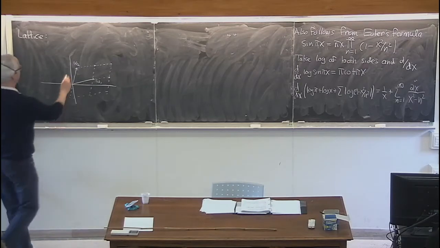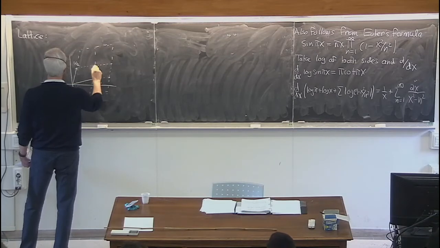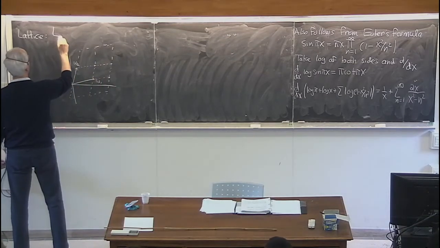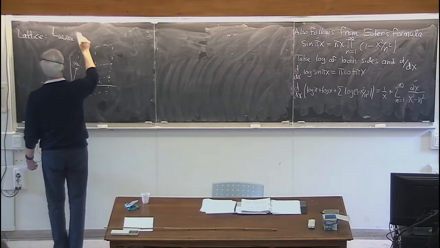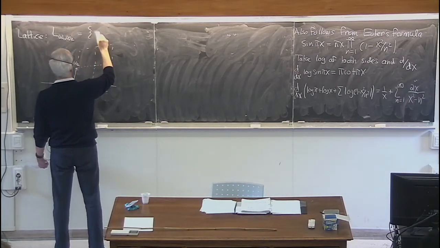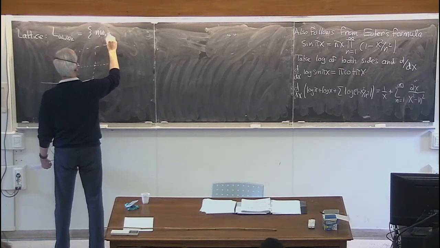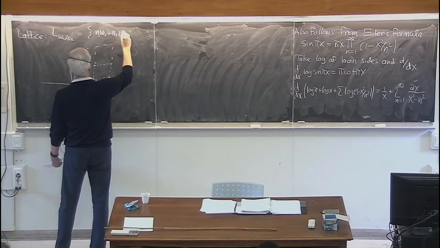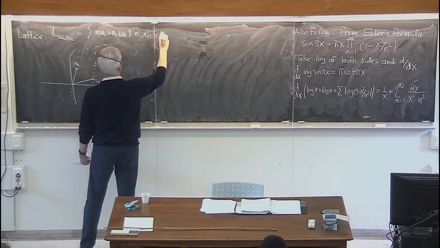I'm sorry, my artistic ability is kind of limited, but anyway, I think you get the idea. So we have a lattice, L, omega 1, omega 2, which consists of all points n omega, or n1 omega 1 plus n2 omega 2, with n1 and n2 integers.